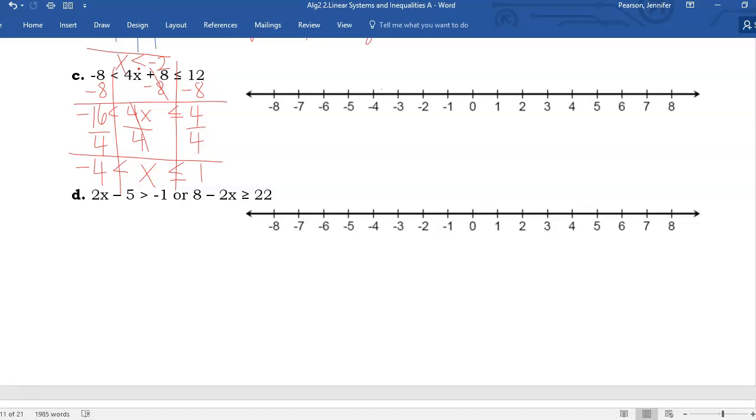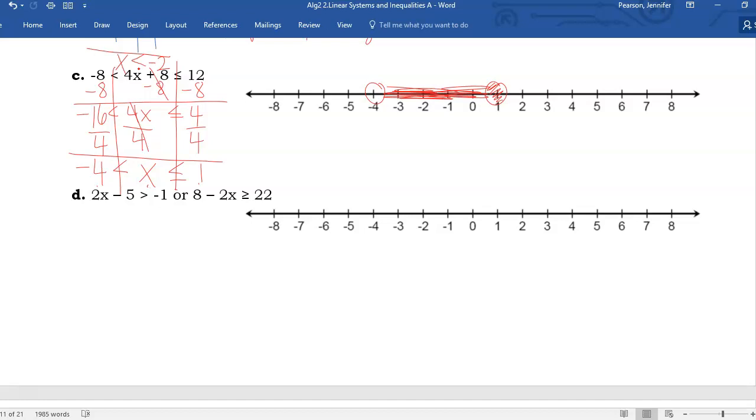So we're going to circle the -4. Because it is not included in our value, we would not color that circle in. We're going to circle our 1. It is included in our solution, so we will color it in. And then we're going to shade between, because we want all the values larger than -4, right? x greater than -4, but all of the values smaller than 1, x smaller than but including 1.